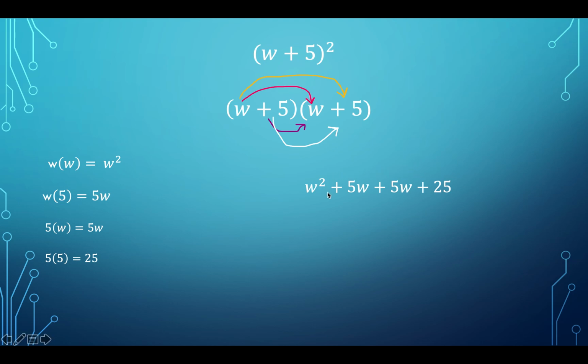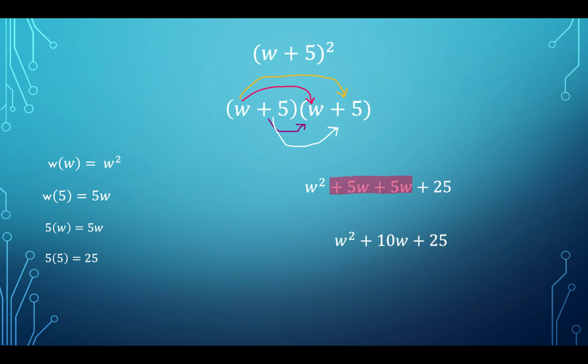Now, why isn't this our final answer? Because you could go ahead and simplify like terms. Our like terms here are 5w plus 5w. So 5 plus 5 gives me 10, and w is our variable, so it's 10w. So our final answer would be w squared plus 10w plus 25.